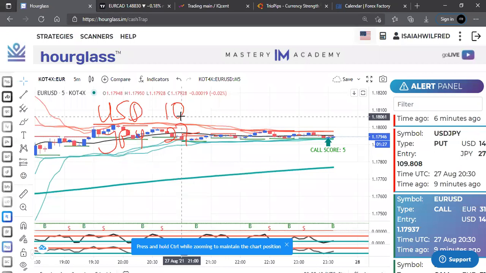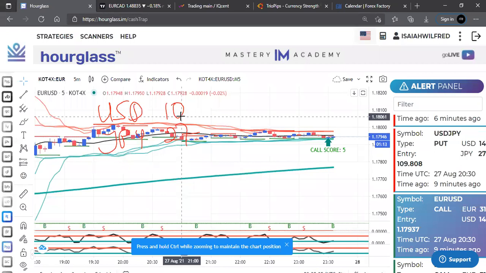Once we are able to get the currency strength meter telling us to buy, that's our first point for buy. Then we have Cashtrap telling us to buy again. We get a green arrow. That is 2 points.